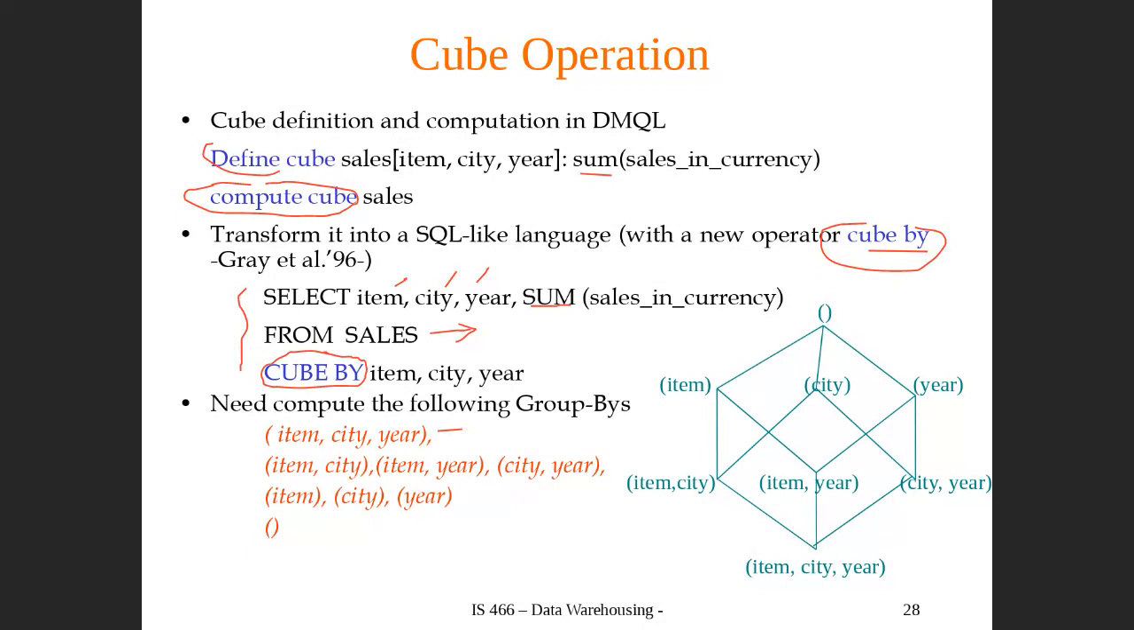Here, for example, it is the apex, zero dimension, one dimension, two dimension, three dimension, or the base. It can be represented as grouped by. In other words, because it is written here, first it will group by item, then city, then year.